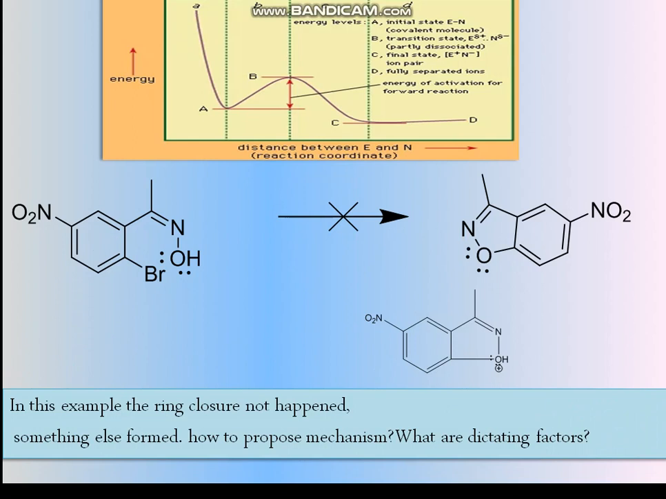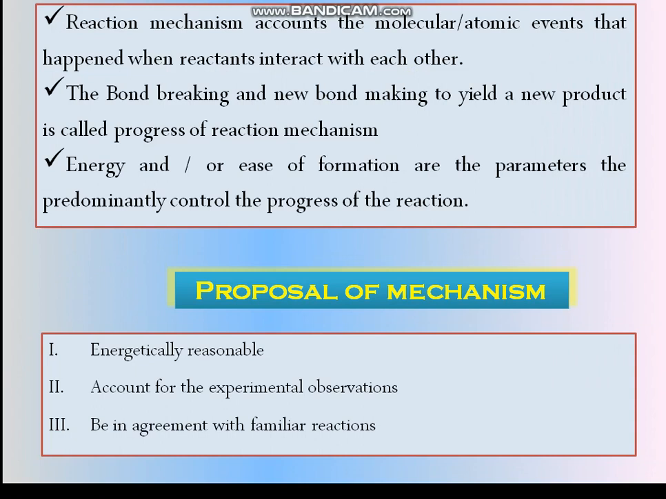So if the ring formation did not happen, something else would have been formed. So how do we propose the mechanism, or what are the dictating factors? That's what we'll be discussing now. So why do we talk about reaction mechanism? This tells you what are the molecular or atomic events that happen while the reactant becomes something else, that is the product. Actually, we know that there may be some bond breaking as well as some bond making, such that we arrive at the final one as a product, and the whole process is called the progress of reaction mechanism.